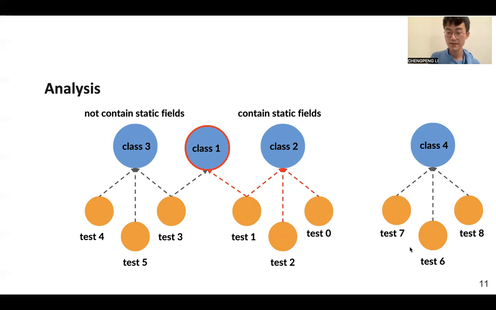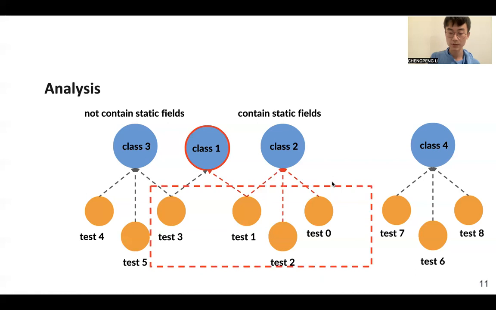As for test 6 to test 8, they depend on class 4. However, this dependency map has no relationship with the already selected tests. Finally, ink-ID Flakys will only select the tests from 0 to 3.